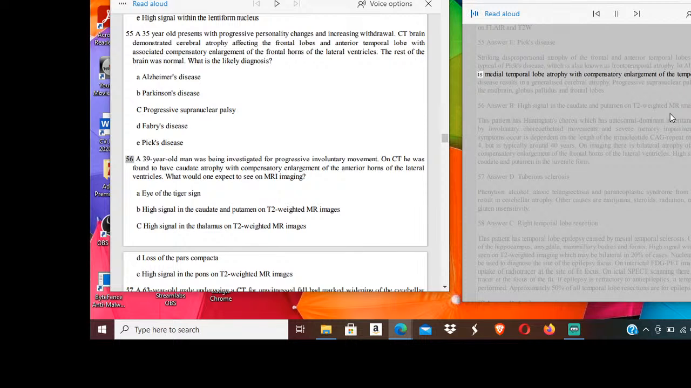In Alzheimer's disease there is medial temporal lobe atrophy with compensatory enlargement of the temporal horns. Parkinson's disease results in a generalized cerebral atrophy. Progressive supranuclear palsy results in atrophy of the midbrain, globus pallidus, and frontal lobes.